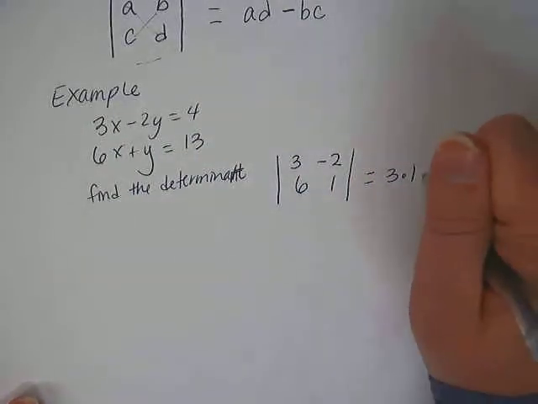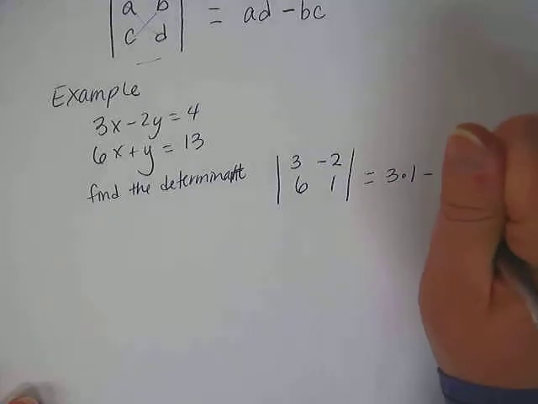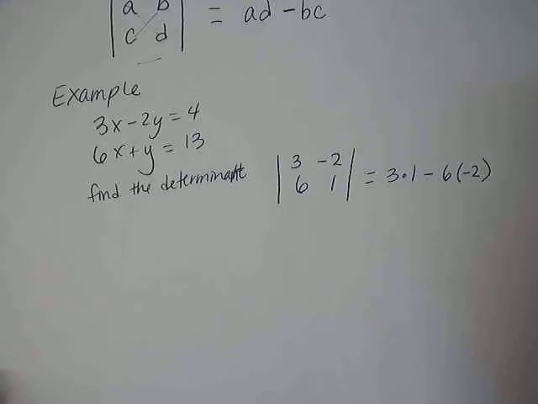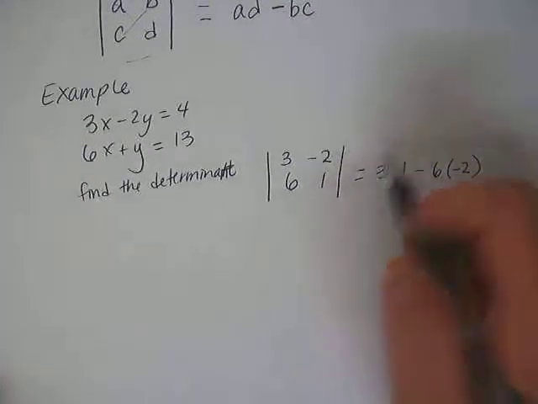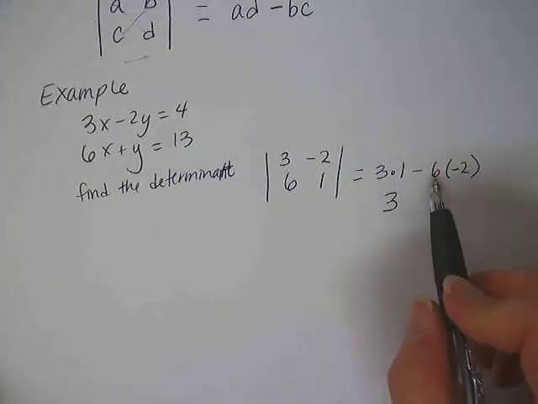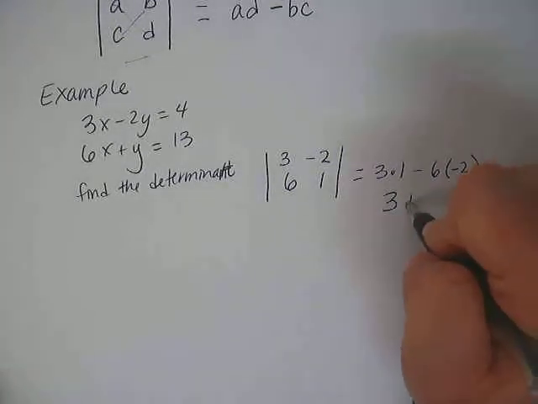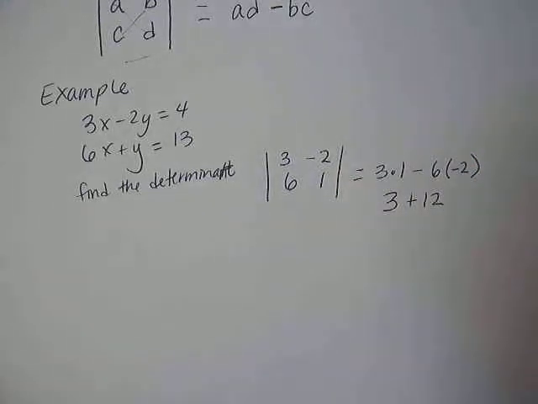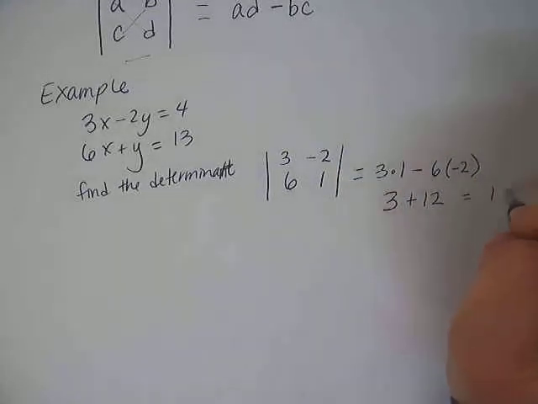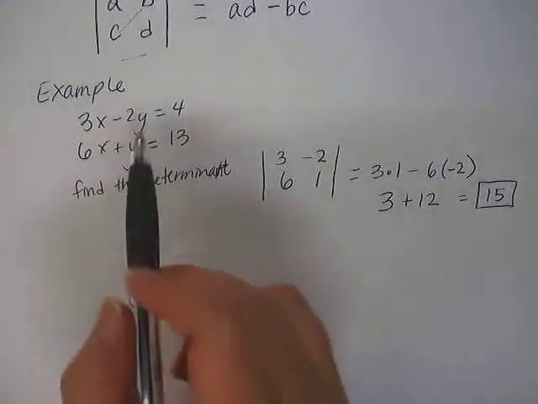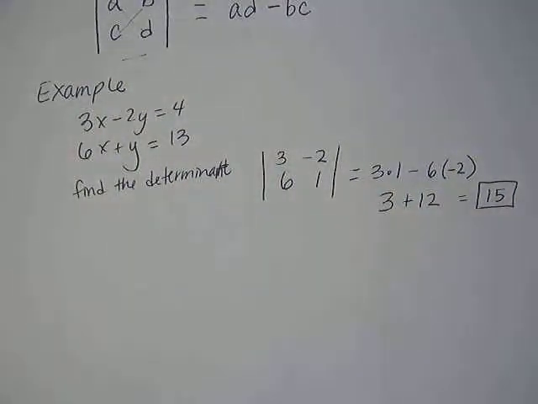And we're finding the determinant. So, how do we do that? 3 times 1 minus 6 times negative 2, or negative 2 times 6, or whatever order you want to do that in. Okay, so 3 times 1 is 3, and 6 times negative 2 is negative 12, but we're subtracting that. So 3 plus 12? 15. So what is the determinant associated with that coefficient matrix? 15. Good job.